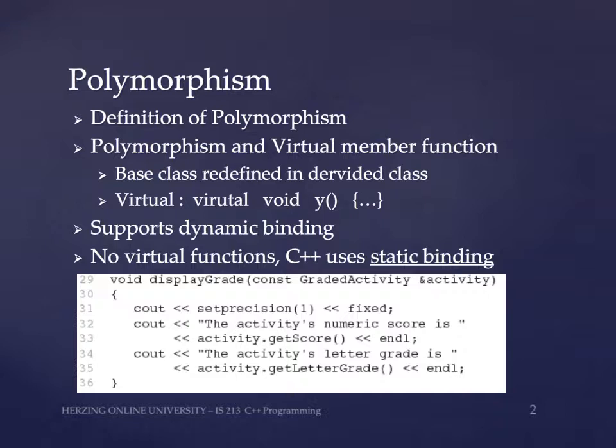Consider this function, display grade. Because the parameter in the display grade function is a graded activity reference variable, it can reference any object that is derived from the graded activity. That means we can pass a graded activity object, a final exam object, a pass-fail exam object, or any other object that is derived from the graded activity. Polymorphic behavior is only possible when an object is referenced by a reference variable or a pointer, as demonstrated in the display grade function.